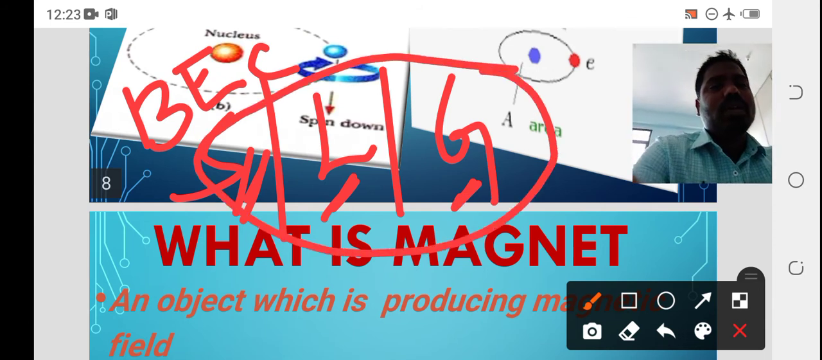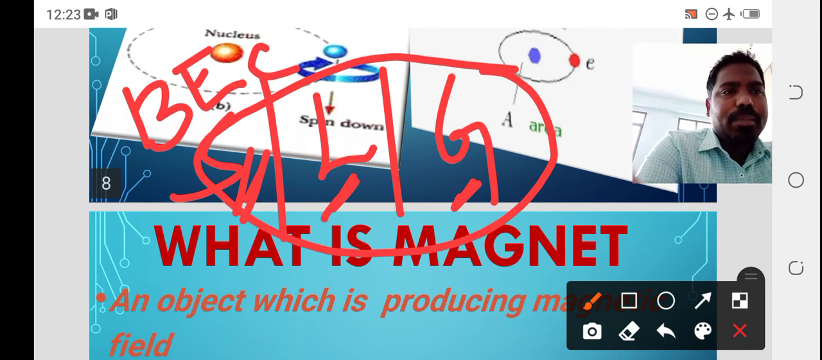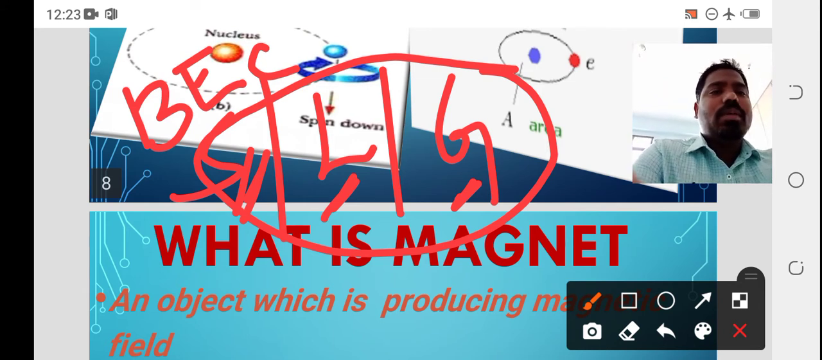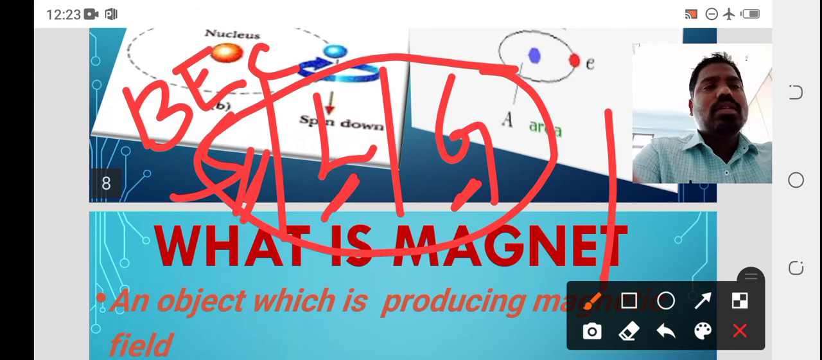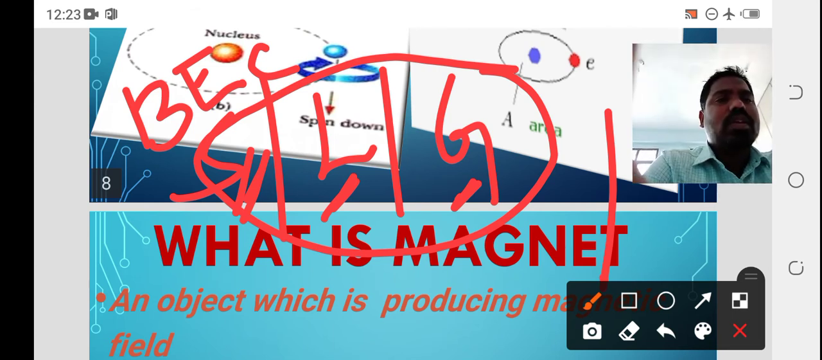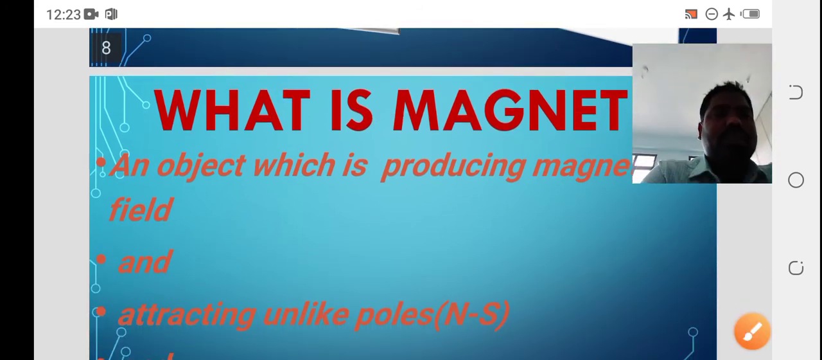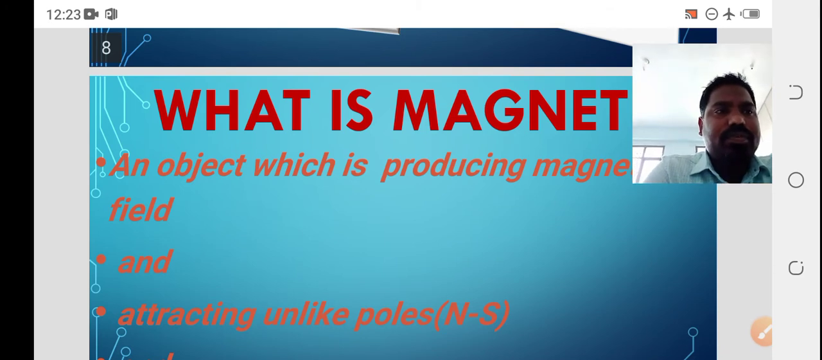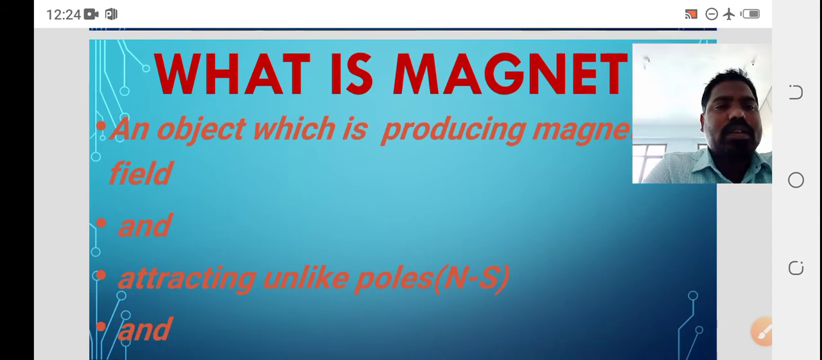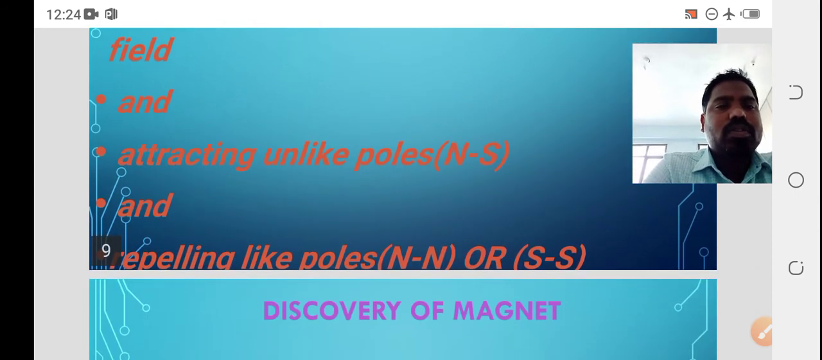Matter is composed of atoms. The atoms consist of primary particles such as electron, proton, and neutron. Based on the arrangement of these particles or atoms, matter is defined as solid, liquid, or gas. Now the definition of a magnet: an object which is producing a magnetic field, attracting unlike poles like north pole to south pole, and repelling like poles, south to south and north to north, is defined as a magnet.